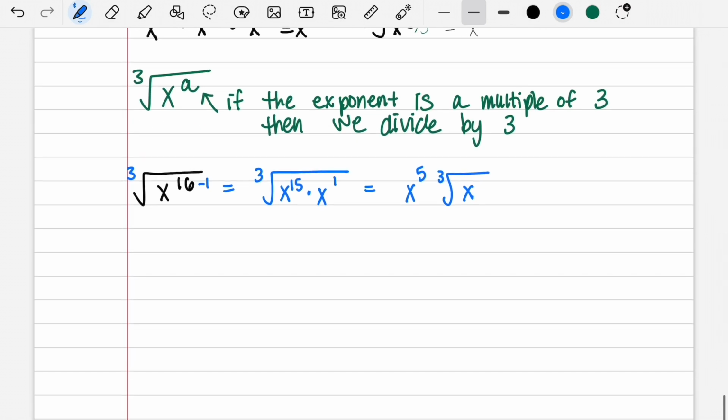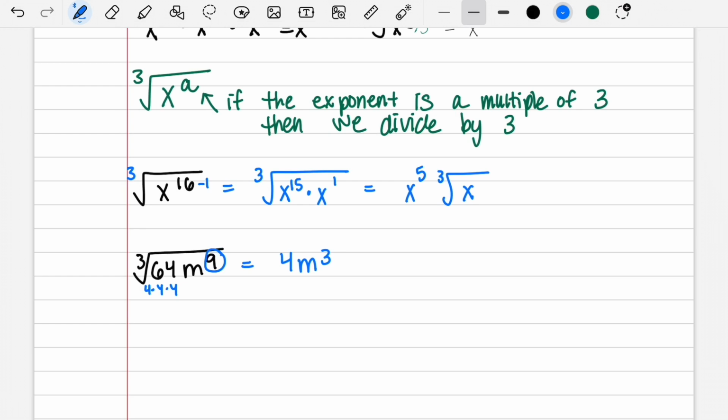Let's try another one. Let's say I had the cube root of 64m^9. Now be careful with this one, because 64, right off the bat, you might think of square roots. But remember, we're looking for cubes. So what number times itself three times gives us 64? It should be 4: 4 times 4 times 4. So we know there's going to be a 4 on the outside. Luckily for us, 9 is divisible by 3, so we get m^3. And that's it for this one.